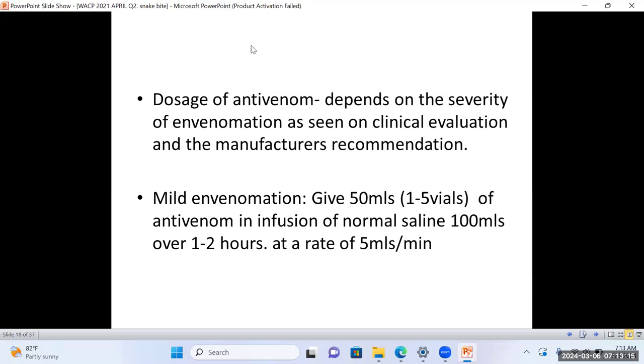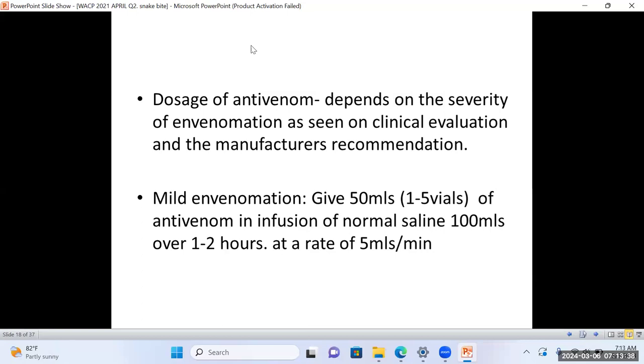So for the antivenom administration, the dose will depend on the severity of envenomation. I'll classify the patient into the various groups, mild, moderate, or severe, and treat accordingly. For mild envenomation, the patient will benefit from 1 to 5 vials of antivenom. And this dose of antivenom also depends on the manufacturers and the country where the snakes are prominent.